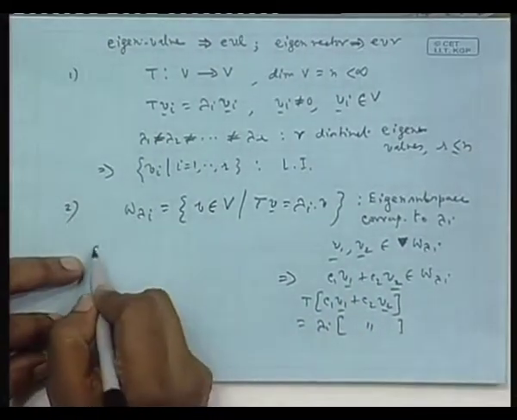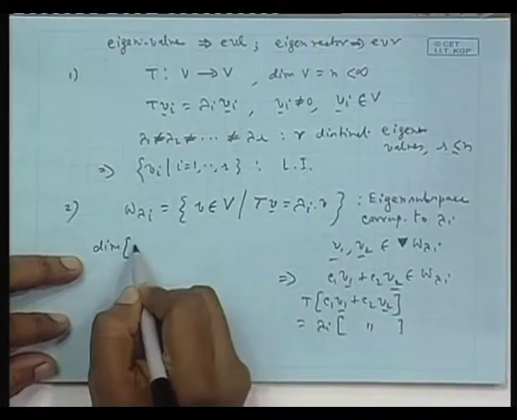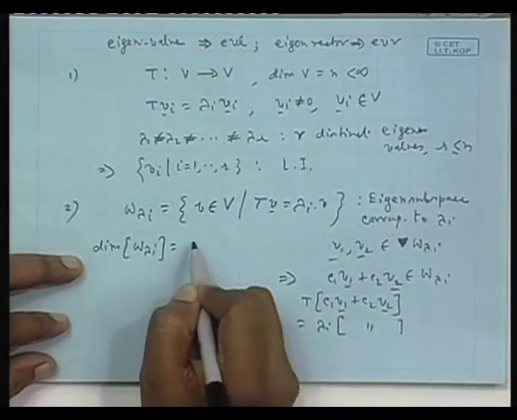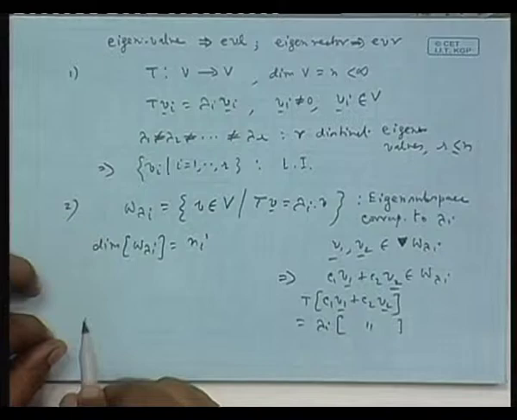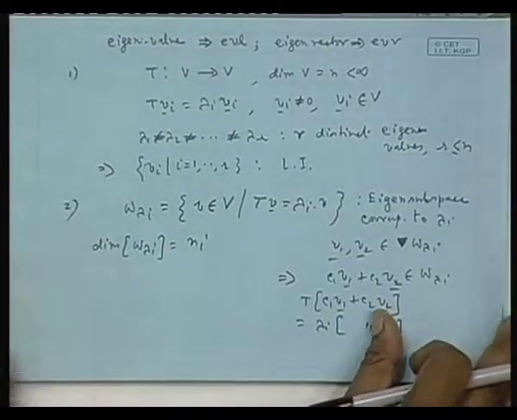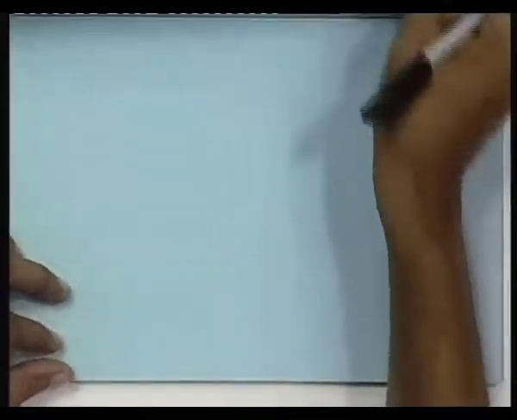For this eigen subspace, if I consider the dimension, I denote it by N_i. This also you have seen. I am just writing down the main points of what we did last time.